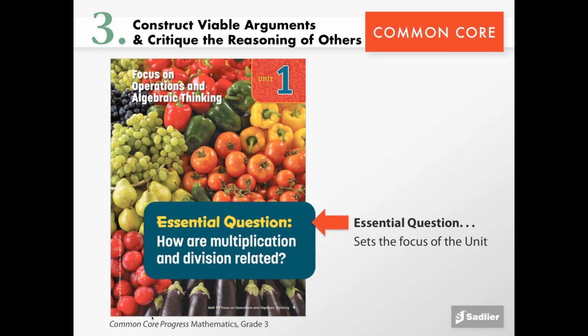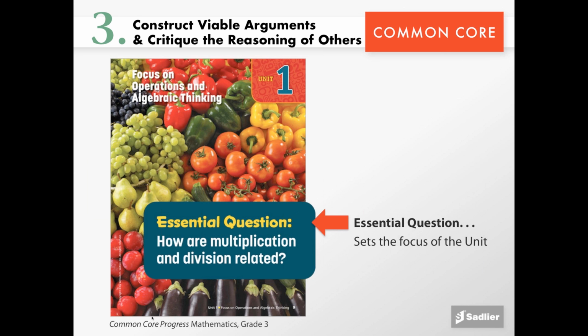Number 3 is construct viable arguments and critique the reasoning of others. And here's where we want students to really consider the reasoning of others. Can they explain their own mathematical thinking and then consider the mathematical thinking of others? So we want them to reason and explain their thinking.